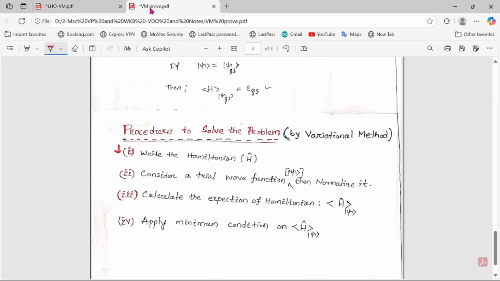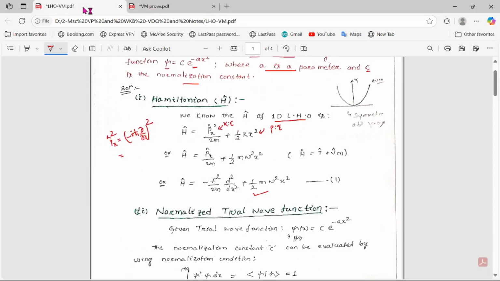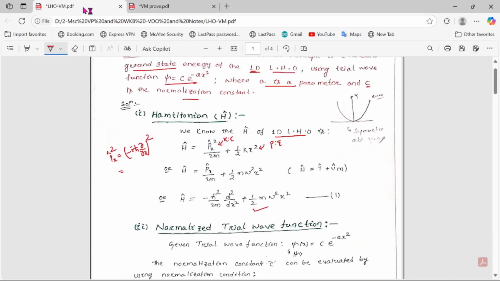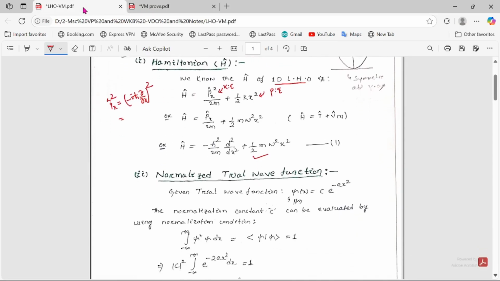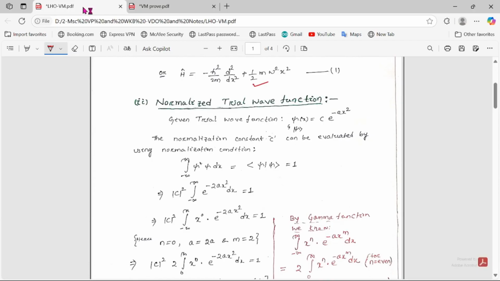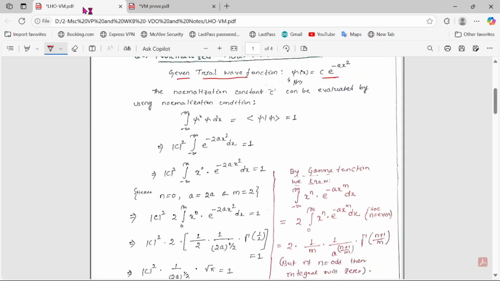Now the next step is to consider the trial wave function, then normalize it. In the question itself, the trial wave function is given as c e to the power minus a x square. This trial wave function is not normalized, so first we have to normalize it, which means we have to find the normalization constant. The normalization condition is the integration from minus infinity to plus infinity of psi star psi dx, or in Dirac notation, bracket psi psi, equal to 1.